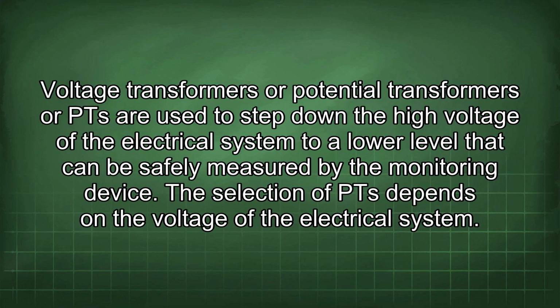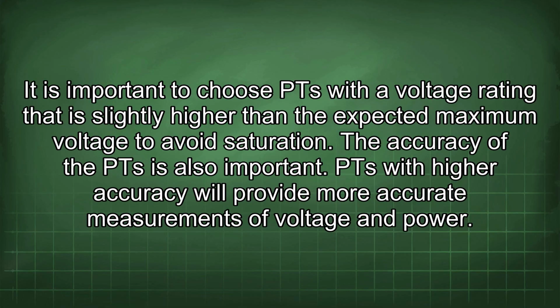Voltage transformers, or potential transformers, or PT, are used to step down the high voltage of the electrical system to a low level that can be safely measured by the monitoring device. The selection of PT depends on the voltage of the electrical system. It is important to choose PT with a voltage rating that is slightly higher than the expected maximum voltage to avoid saturation. The accuracy of the PT is also important.